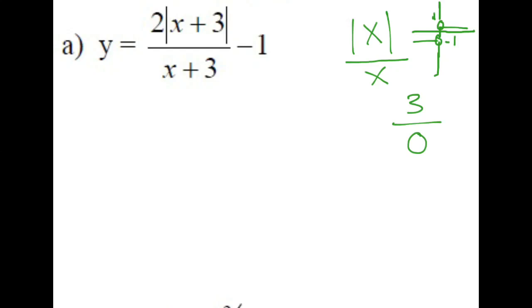Anyways, let's look at these transformations. First off, I already mentioned it. Look at how we have a plus 3 in the numerator and the denominator. That is actually how you do a horizontal translation for an absolute value function.